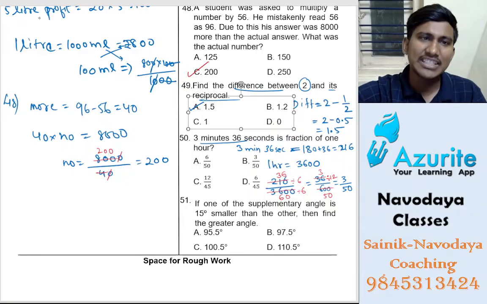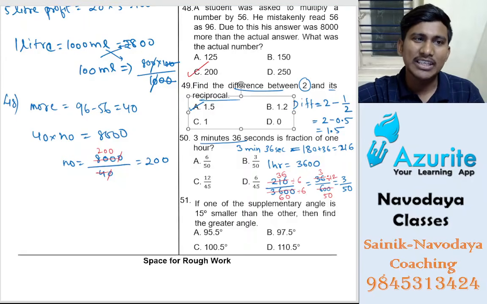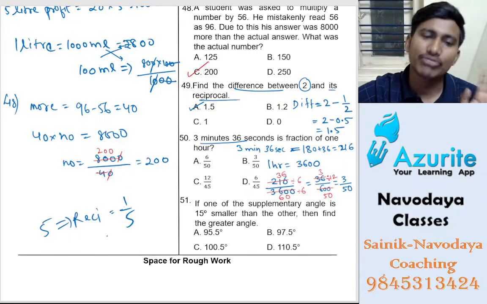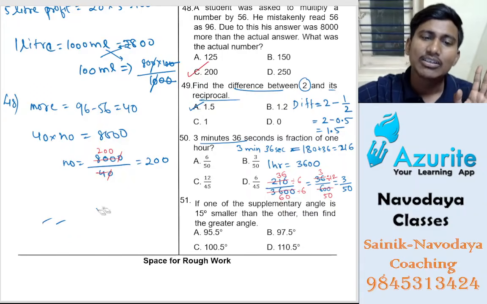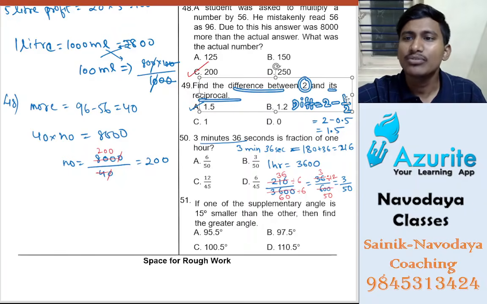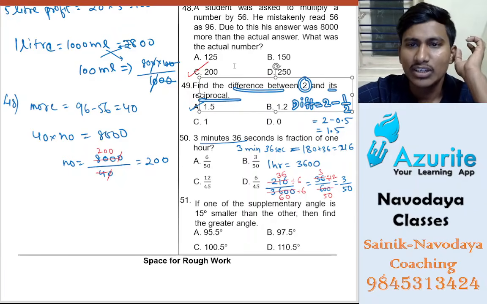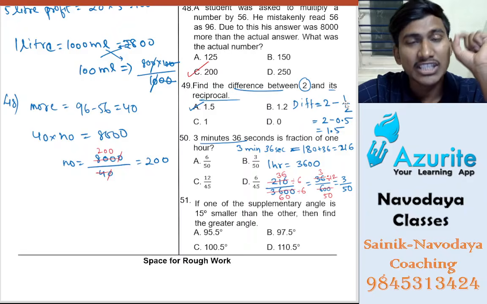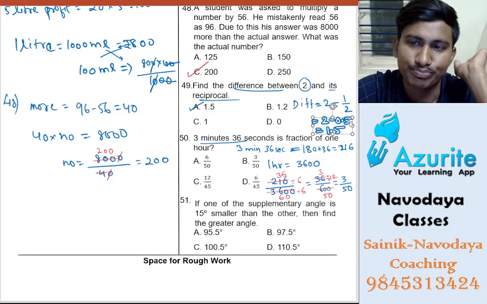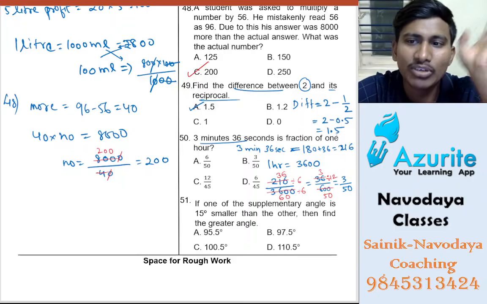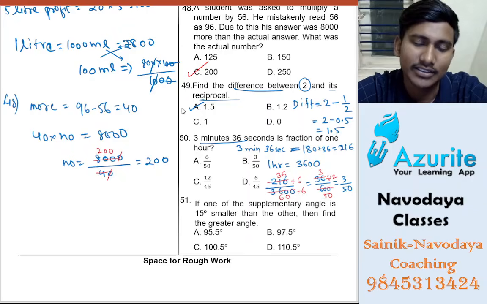If it is 5, the reciprocal will be 1 by 5. Reverse. 1 divided by, we have to write. So 2's reciprocal is 1 by 2. If they are asking to find the difference, we have to minus it. So 2 minus 1 by 2. Just now I told, half means 0.5. So 2 minus 0.5 will be 1.5. Answer is option A here. Okay?